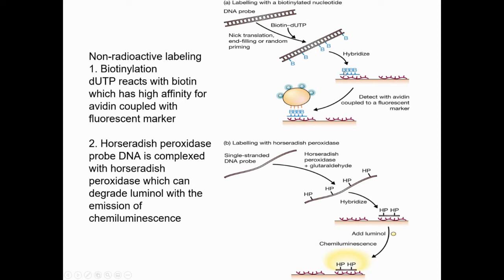Then you add the enzyme, which is the avidin coupled to a fluorescence marker, and then perform the reaction. They will show the signal. And then another one is the horseradish peroxidase probe. Basically, with this single-strand DNA, you have the horseradish peroxidase and glutaraldehyde. They attach to the DNA, and when they hybridize, they carry the signal. Then you add the luminol, and they give you the chemiluminescence signal.